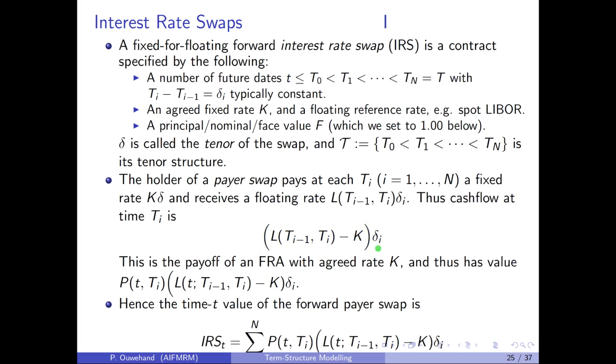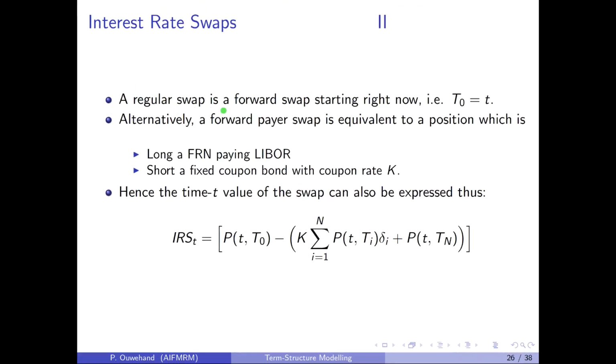Now the quantity here is precisely the payoff of a forward rate agreement with contract rate K, and as we have seen will therefore have the following value at time little t. It therefore follows that the time t value of the forward payer swap is given by the sum of all of these quantities, i.e. the value of the payer swap is this. The value of the receiver swap is the negative of this. A regular swap is simply a forward swap that starts right now, i.e. has little t equal to t0.